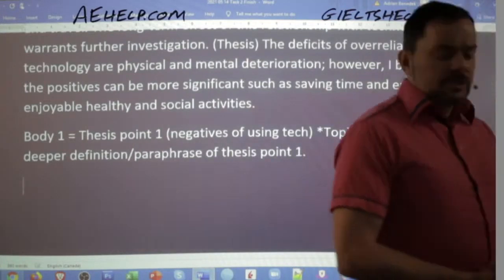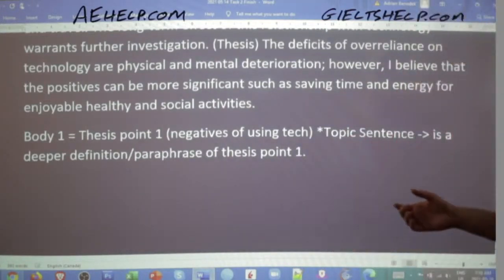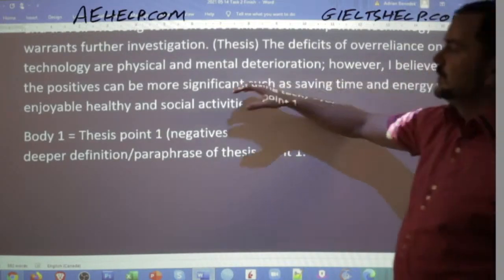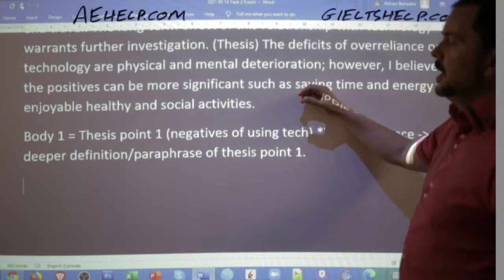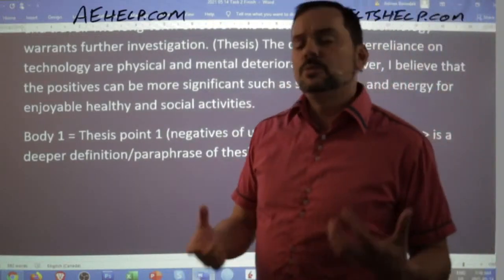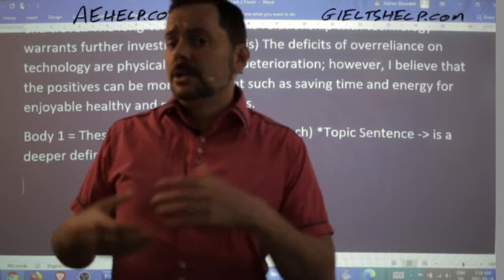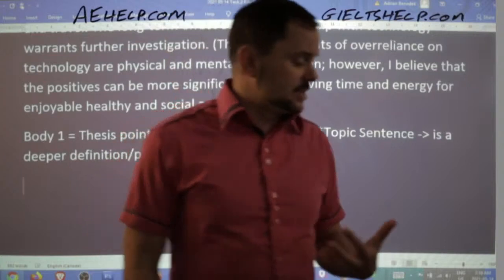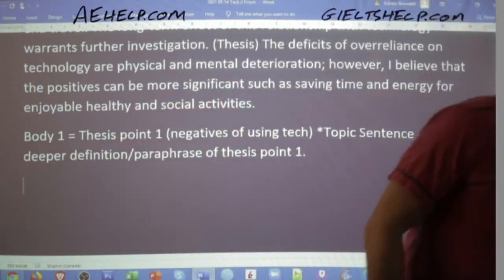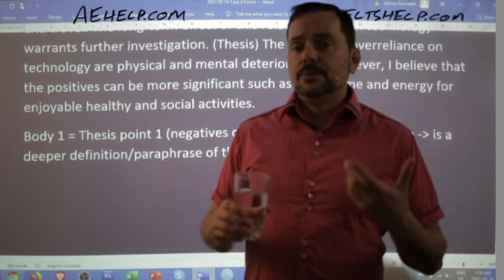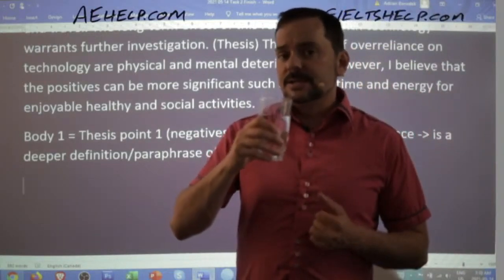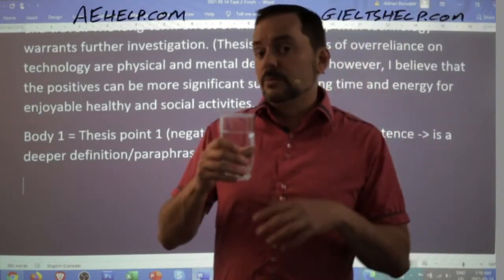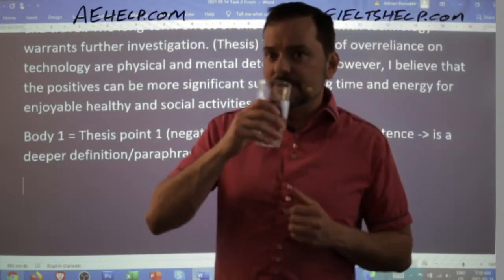Okay, so here we have to kind of think about this: over-reliance on technology leads to physical and mental deterioration. So what do we mean by that? Give me another way to express that. Give me a definition for that that further clarifies this concept for the reader. Okay, I'm going to write that sentence, you write the sentence, the topic sentence, and then we'll compare what you wrote with what I wrote, and then we'll go from there.